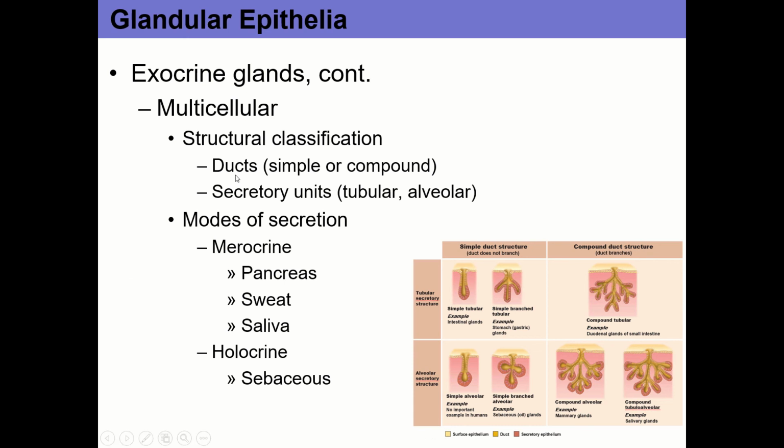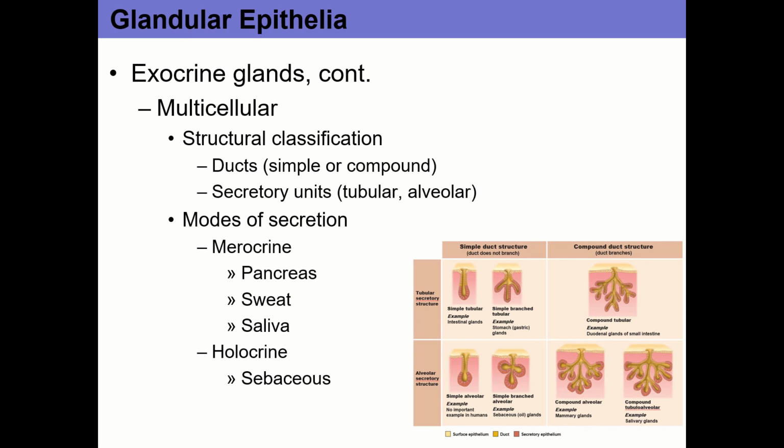So what do their ducts look like? Are they simple or compound? A simple one is just a straight tube like this. Compound has branches. So is there just one main passageway, or are there branches off of it? And then what do the secretory units look like? Are they tubular, meaning they look like a tube, or are they alveolar in that they look like grapes? Alveolar looks like little sacs, basically. Like I said, they look like grapes, just pretend the grape is hollow.